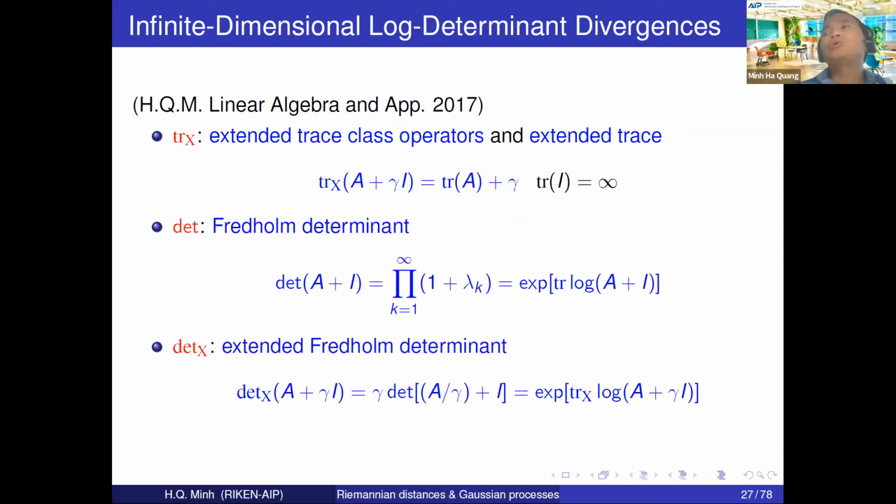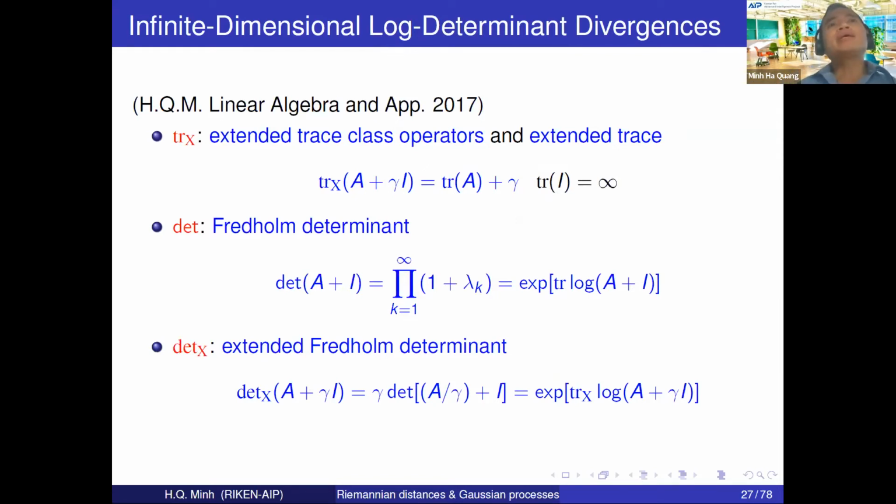And so one way to do it, which is inspired by the extended Hilbert-Schmidt norm, is that we can also define the extended trace class operators and the extended trace as well. So we can define the set of A plus gamma I, where A belongs to the trace class, and we can define the extended trace to be the trace of A plus gamma I. The trace of the identity operator is equal to infinity, but we define it in the extended trace to be equal to 1.